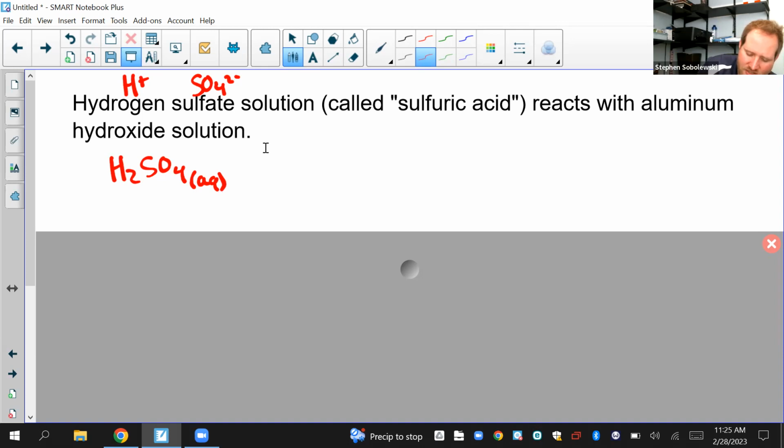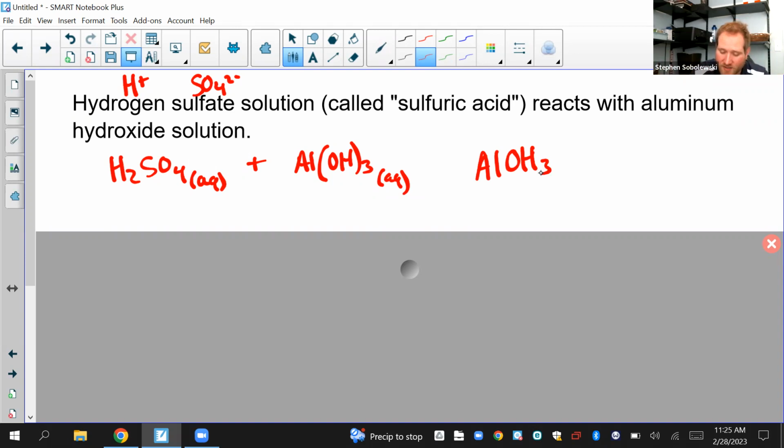Reacts with aluminum hydroxide solution. So aluminum is Al3+, hydroxide is OH-, so Al parentheses OH 3 aqueous. Don't forget the parentheses around the hydroxides if you have more than one of them. A lot of people forget that because there's, I guess, one of each that, you know, I'll see a lot of students write like ALOH3. That is not correct.